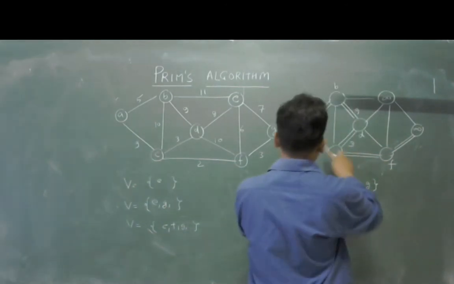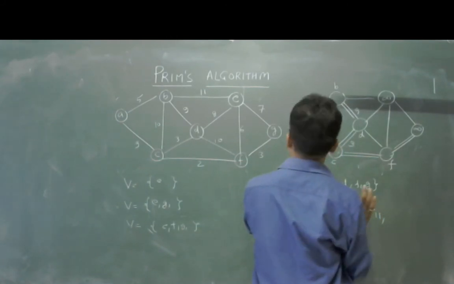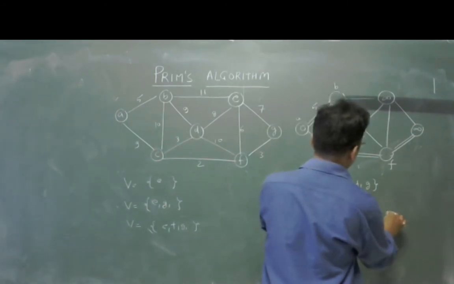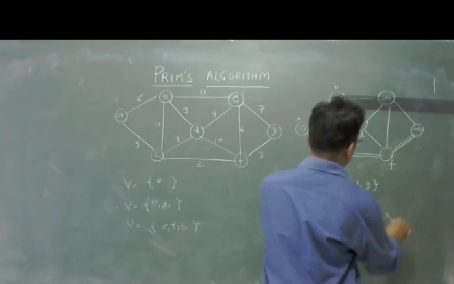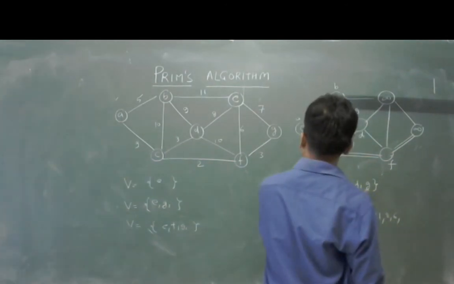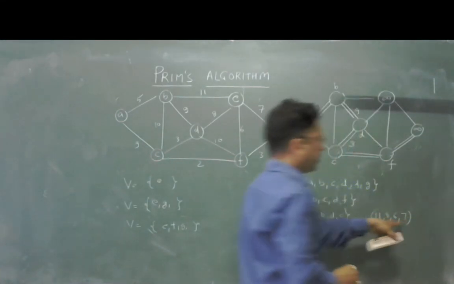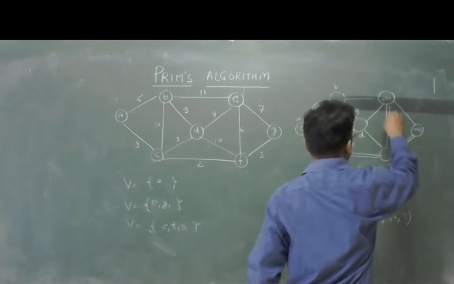From B, we discover a node at a distance of 11. From C, we do not discover any node. From B, we can discover a node at a distance of 8. And from F, we discover a node at a distance of 6. And from G, we discover a node at a distance of 7. So among all these values, 6 is the minimum. So we shall select 6.